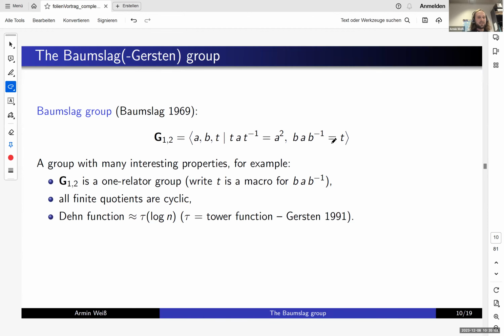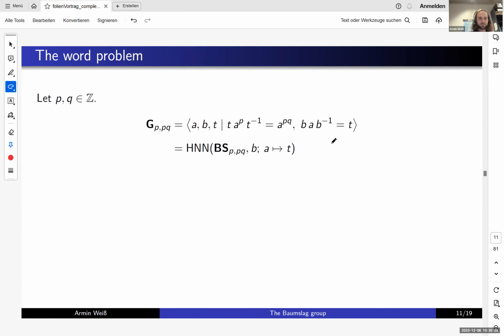And it's known that the gain function is a tower of log n. So a tower function is 2 to the 2 to the 2, and so on, log n times. And that was also a reason why the group was considered as a candidate for a group with a difficult word problem.